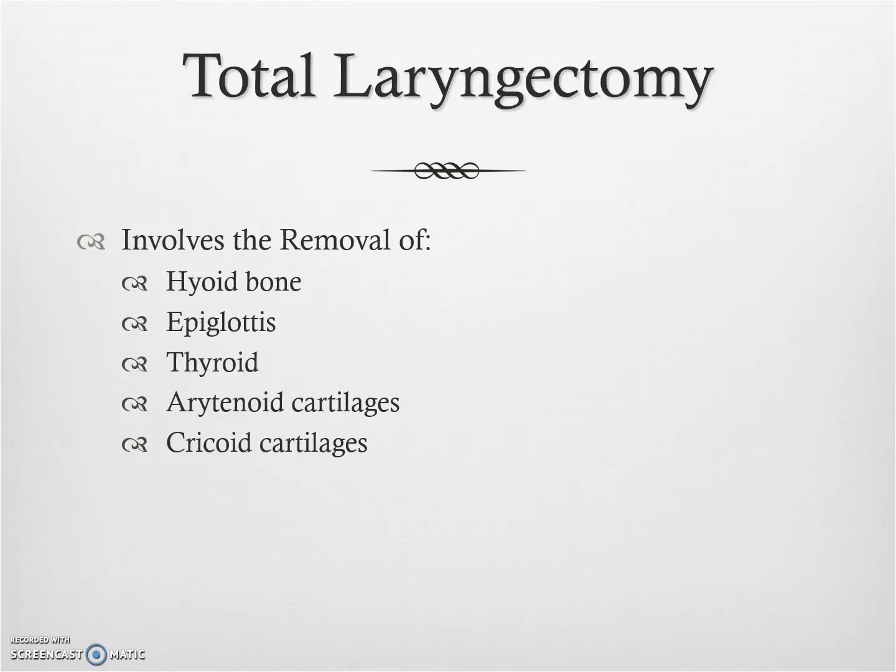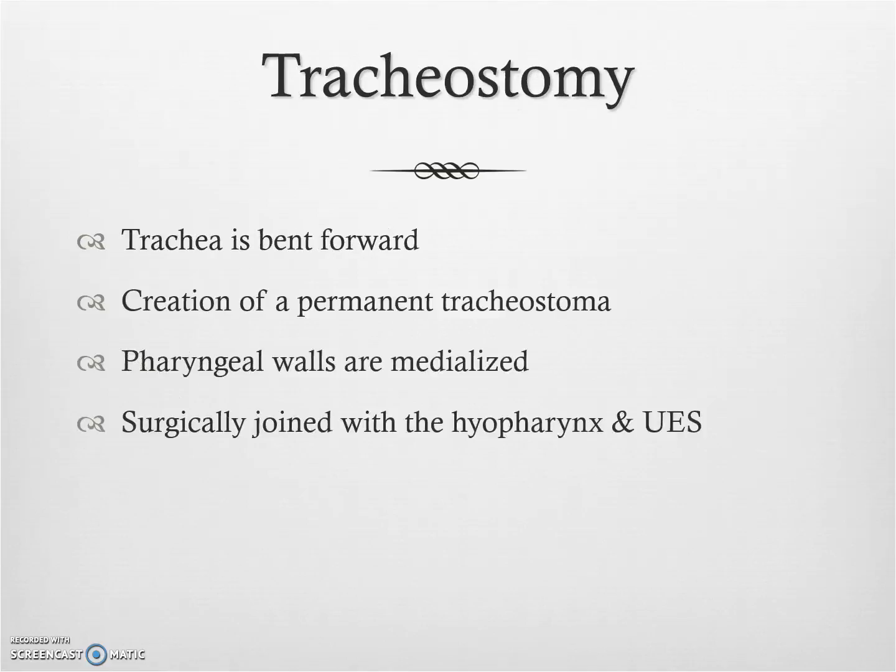Let's start with what a total laryngectomy is. This is removal of the voice box or larynx and includes removal of the hyoid bone, epiglottis, thyroid, arytenoid cartilages, and cricoid cartilages. This is achieved through a surgical procedure known as a tracheostomy.